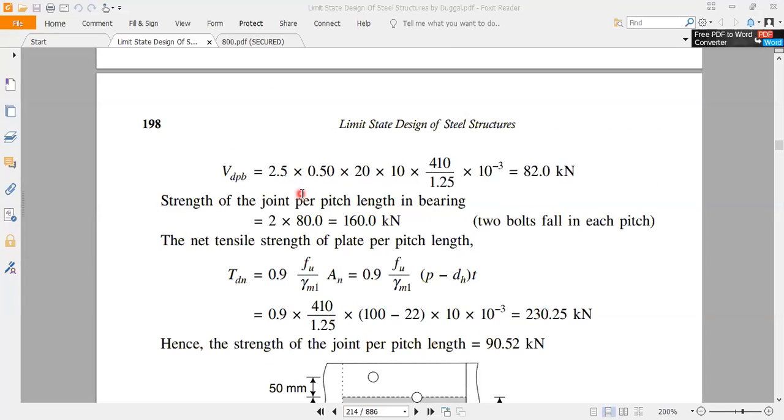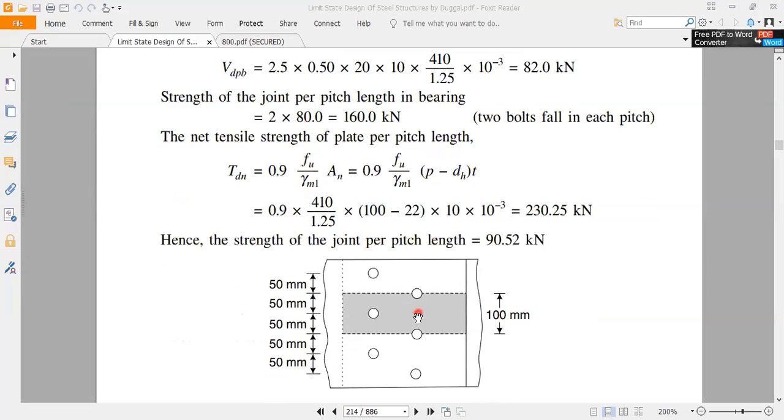Now we have found the strength of the bolts. Okay, now we have to also find the strength of the plate material. Okay, this is the pitch length. Now in this pitch length, you have to find the net tensile strength area. Okay, so it is equal to 0.9 Fu by gamma into An.